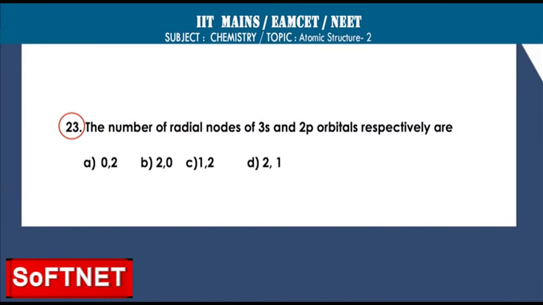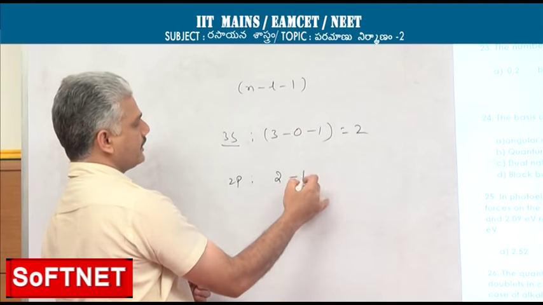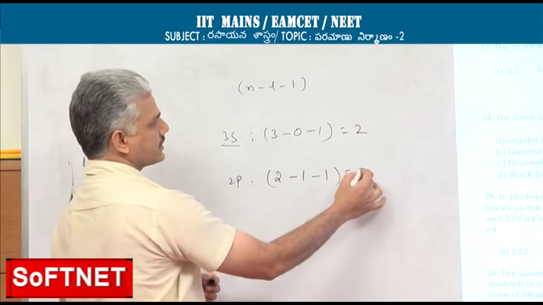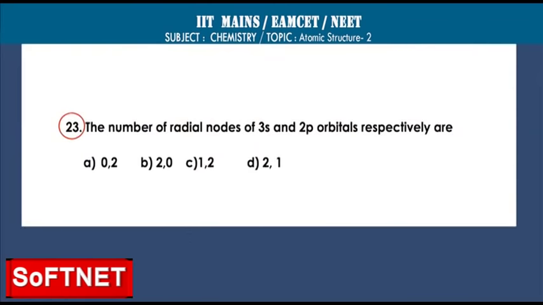23rd question. The number of radial nodes of 3s and 2p orbitals respectively are. The radial nodes are calculated by the relation n minus L minus 1. So, for 3s, 3 minus, for s L value is 0, minus 1. So, that comes out to 2. Whereas, for 2p, n value is 2, L value for p is 1, minus 1. So, that comes out to 0. 2, 0 is the correct set for this question, which is present in option B.